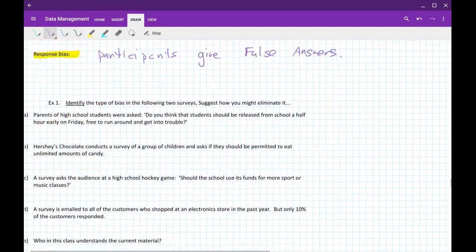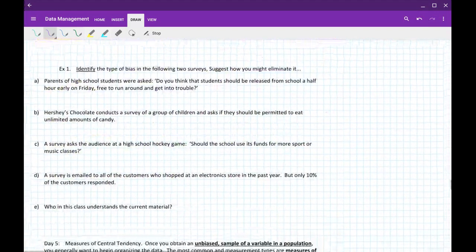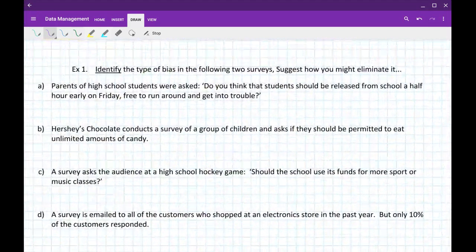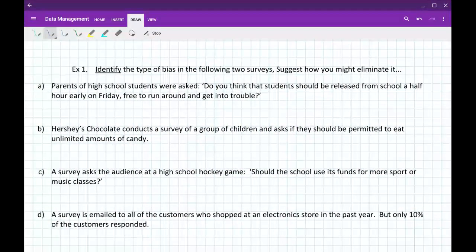All right. So here's a couple of questions we're going to talk about, and we'll just do an example. Identify the type of bias in the following surveys. Oh, there's not two, there's five. And suggest how we might eliminate this bias. Sorry, there's not five, there's four. Parents of high school students were asked, do you think that students should be released from school a half an hour early on Friday, free to run around and get into trouble?